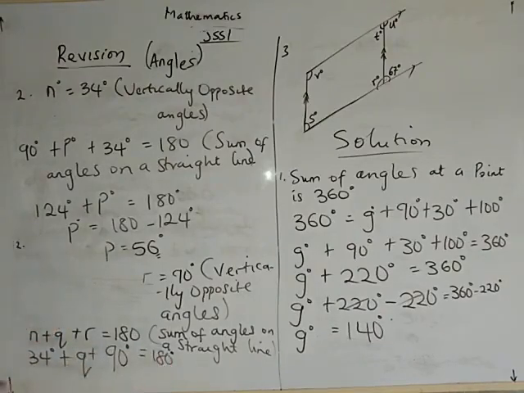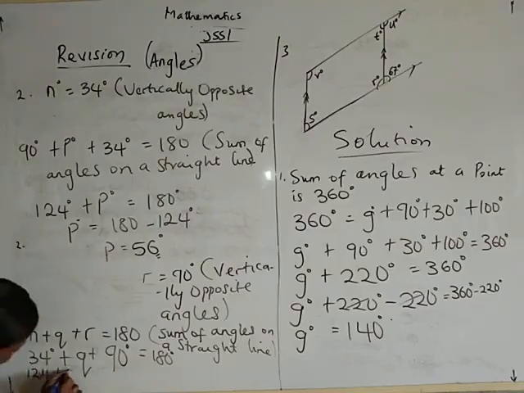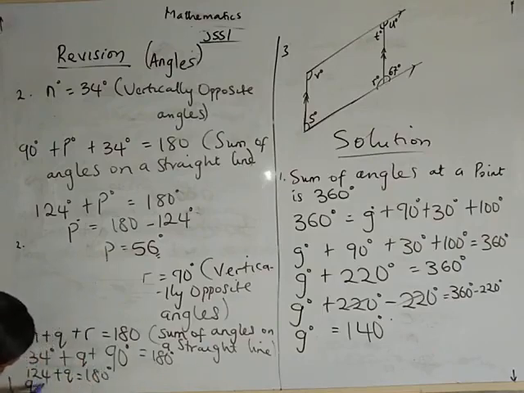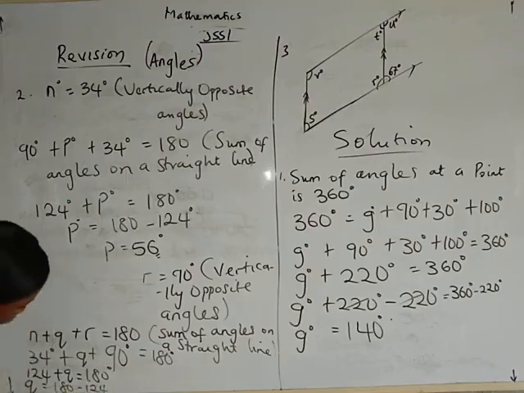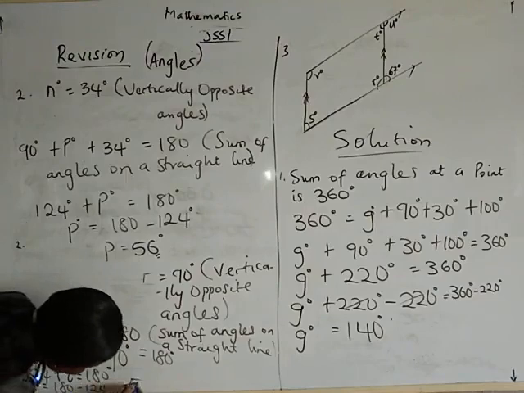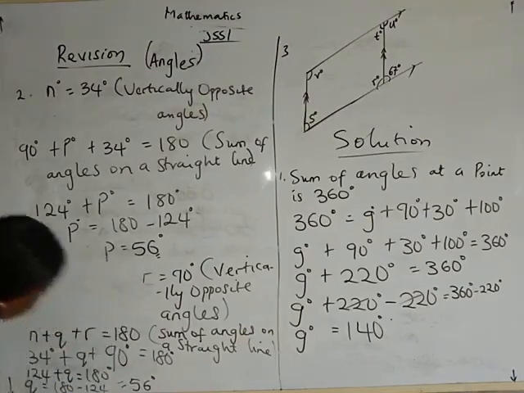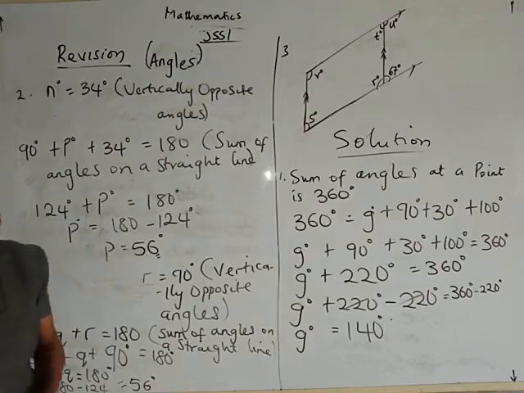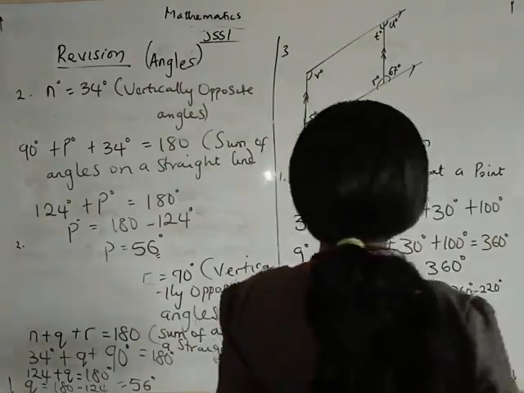So by the time you add up this, 34 plus 90 should give us 124. So 124 plus Q is equal to 180 degrees. Therefore, Q is equal to 180 minus 124. And if you do your calculation properly, it's going to give us 56 degrees. So our Q is equal to 56 degrees. With that, you can see that we've been able to calculate all the angles in that. So that's that about our number 2.